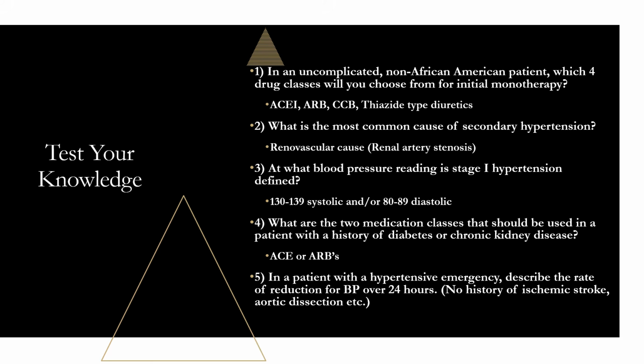And finally, in a patient with a hypertensive emergency, describe the rate of reduction for BP over 24 hours. Of course, no history of ischemic stroke, dissection, etc. The rate of reduction is going to be decrease the mean arterial pressure by 10 to 20% in the first hour, and then an additional 5 to 15% over the next 23 hours. Okay, hopefully you got all of those right.